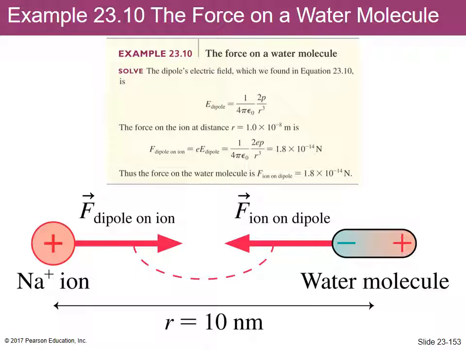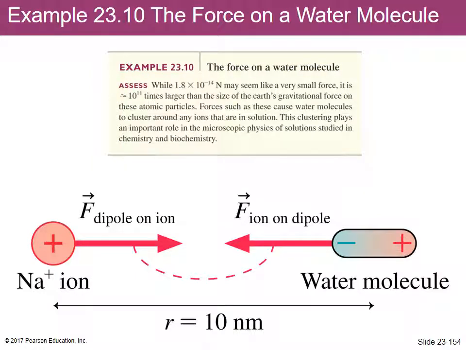Since the dipole's electric field can be calculated, the force of the dipole on the ion is 1.8 times 10 to the minus 14 newtons. Therefore, the force of the ion on the dipole is 1.8 times 10 to the minus 14 newtons. While 1.8 times 10 to the minus 14 newtons may seem like a very small force, it is 10 to the 11 times larger than the size of the Earth's gravitational force on these atomic particles.